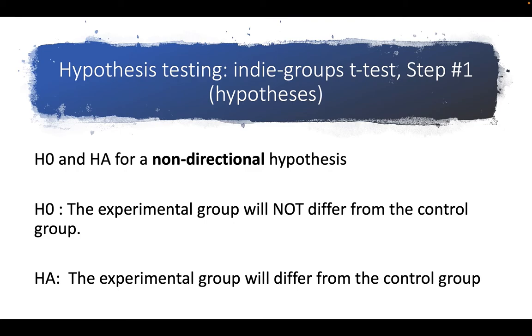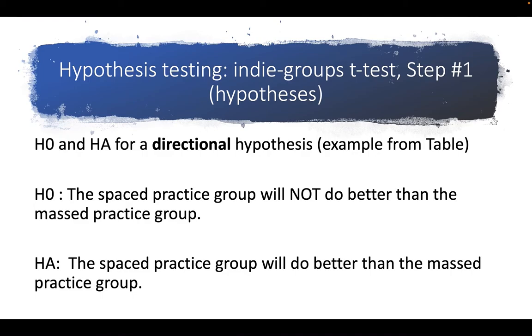So for a non-directional hypothesis in which we have no prediction about the direction of the relationship, our null hypothesis will state the experimental group will not differ from the control group. And our alternative hypothesis will state that the experimental group will differ from the control group. But these are non-directional, and we're not making a prediction about how they will differ, just that there will be differences present between the two groups.